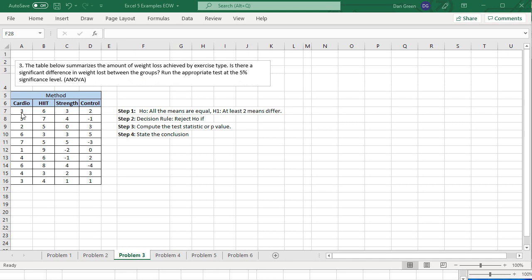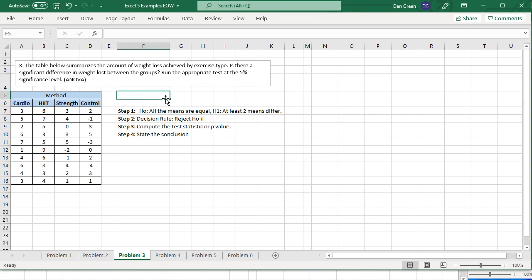So we've got a cardio group, a high intensity interval training strength group, and a control group. And this is original data here. So what we want to do is see if there's a difference in the mean amount of weight lost among these groups. So same 4 steps for a hypothesis test, but we're telling the difference between more than 2 means. So this is an ANOVA test here.